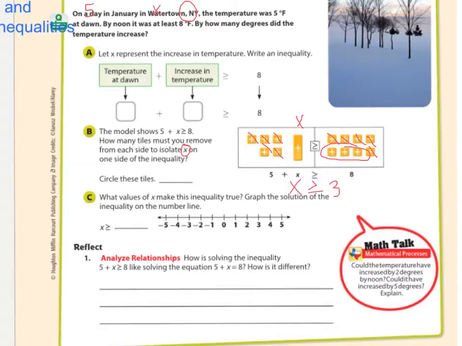Okay, now let's look at C. What values of x make this inequality true? Graph the solution of the inequality on the number line. So I'm going to graph all the numbers that are greater than or equal to 3. So I put my, remember we're going to close the circle because it could be 3. And then numbers that are greater are going to go this way. They didn't give us very much space to do that.